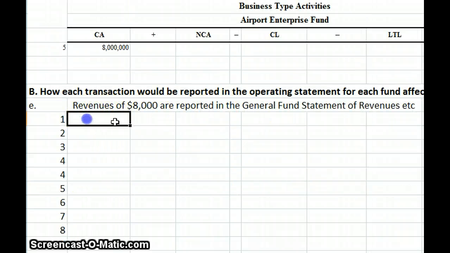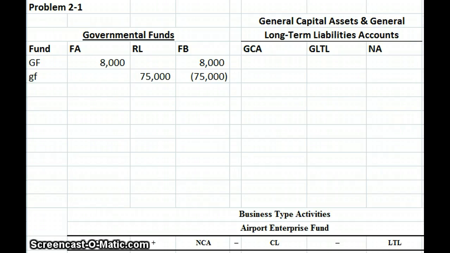Our actual transaction, so what did we do? Well, it will be reported as an expenditure. Expenditure of $75,000. And again, that's reported in the general fund. Okay, so that's all that's to that particular one.